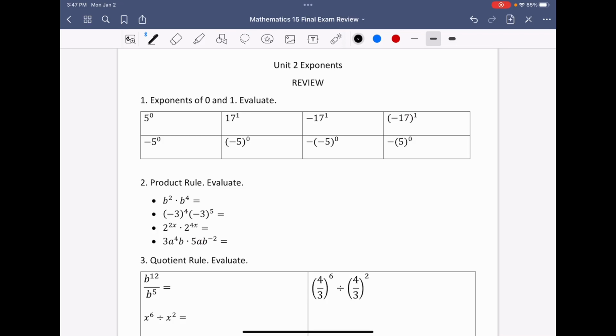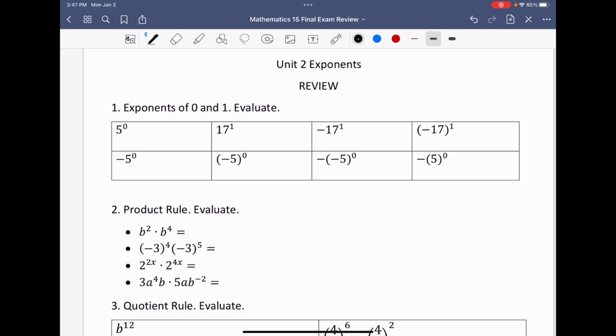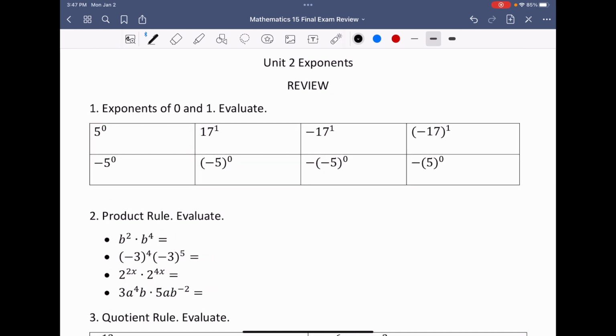All right, so now we move on to Unit 2, which is Exponents, for our final exam review. Exponents was a pretty tricky unit, but I'm hoping that this review jogs your memory a little bit and that you're able to break it down into these rules that will help you organize the way you solve for these solutions.